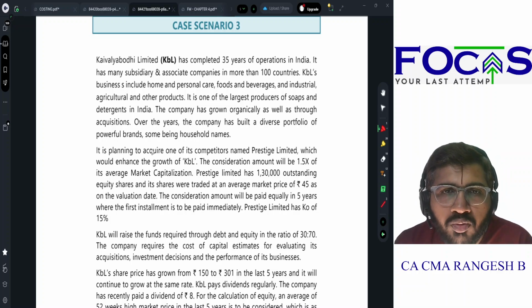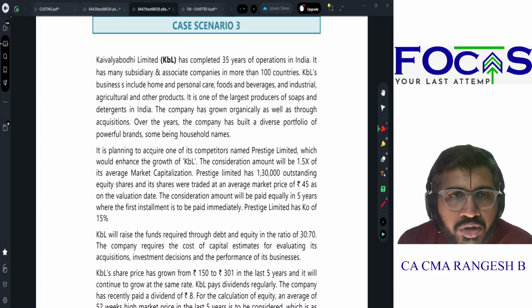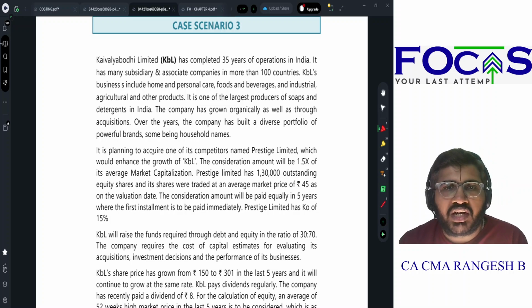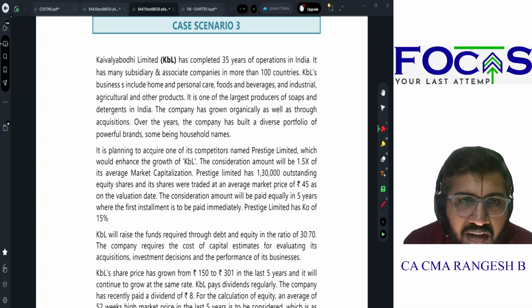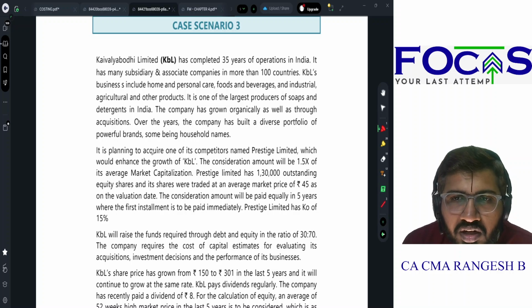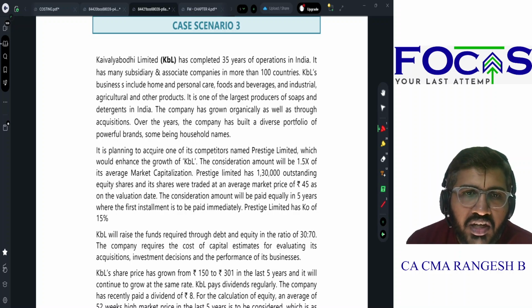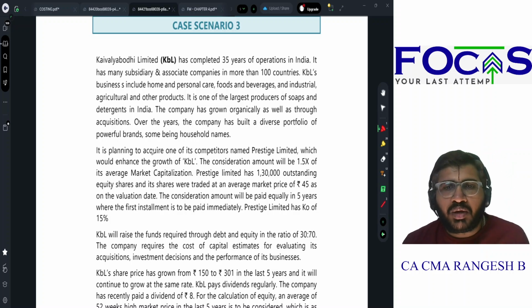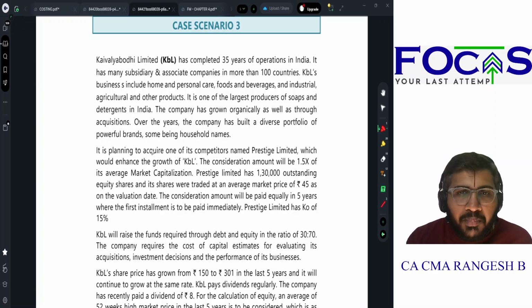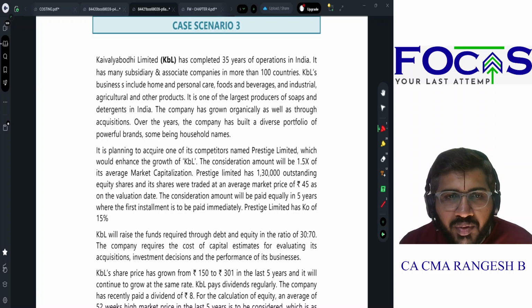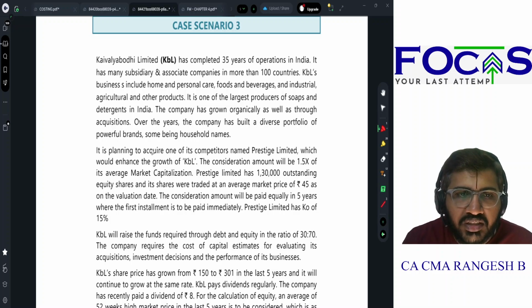It is planning to acquire one of its competitors, Prestige, which would enhance the growth of KBL. The consideration amount will be 1.5x of its average market cap. Prestige Limited has 1,30,000 outstanding shares, valued at rupees 45 on the valuation date. Consideration amount will be paid equally in 5 years, where the first installment is to be paid immediately. Prestige has an overall cost of capital of 15%. KBL will raise funds through debt and equity in the ratio of 30 and 70. The company requires the cost of capital estimates for evaluating its acquisition, investment, and performance of its businesses.